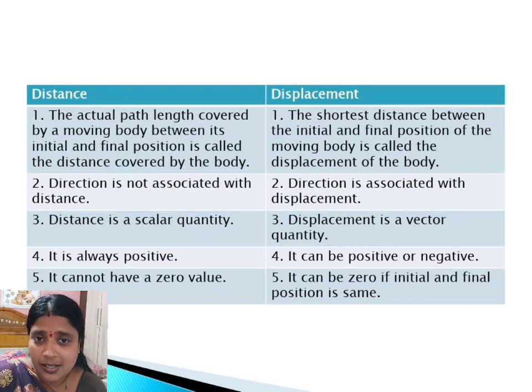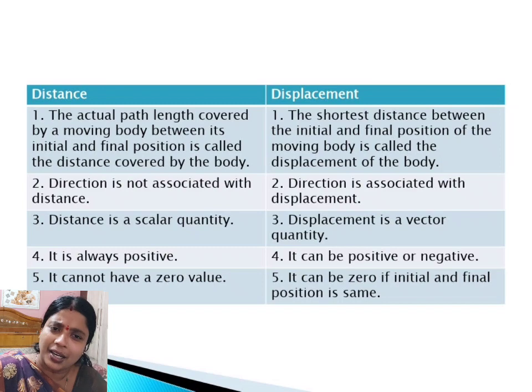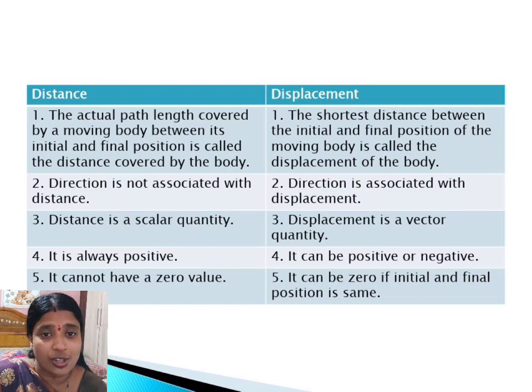Now, does distance depend upon direction? No. Whether the boy goes forward, backward, in any direction, we only need the total length of the path. So for finding the total length, we can ignore direction. In whichever direction he goes, we simply need how much length he has covered. So simply add up, it will give you the distance. So direction is not associated with distance. So what type of quantity is it if direction is not required? Yes, you are right. Distance comes under scalar quantity. We have already studied it before.